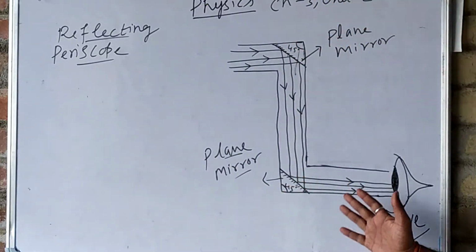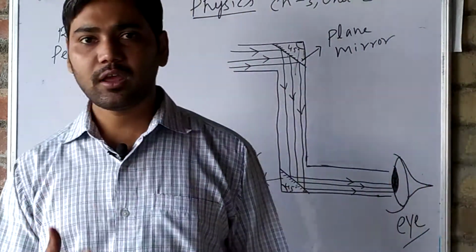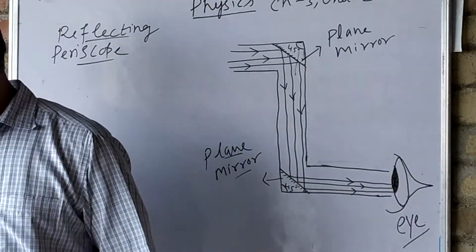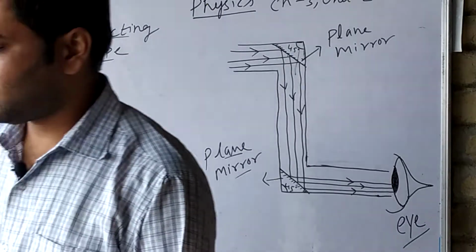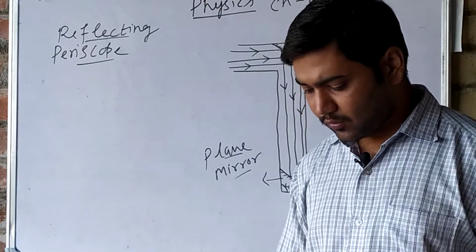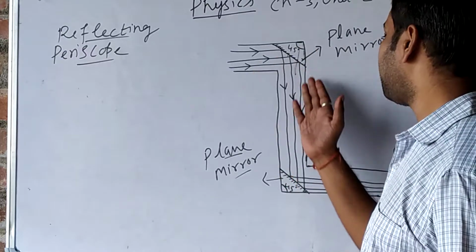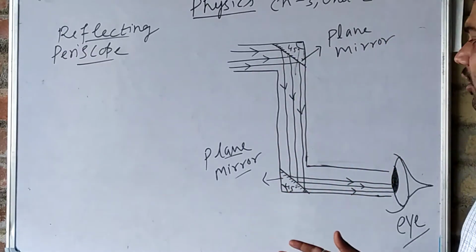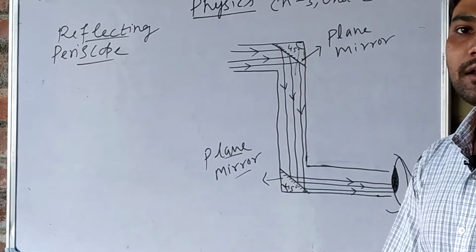See, I have made a figure of a reflecting periscope. So now first study its construction. What is a reflecting periscope and what is it made up of? A reflecting periscope consists of a cardboard or a wooden tube bent twice at a right angle. So this is made up of a wooden cardboard in which the tube is bent at a right angle twice.